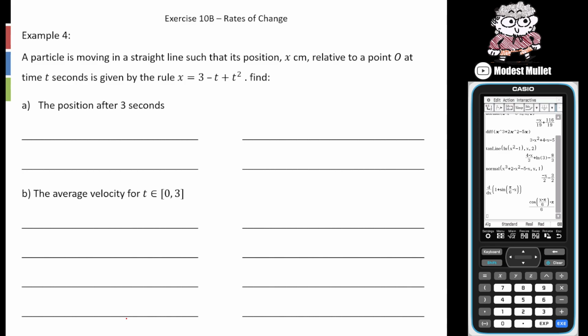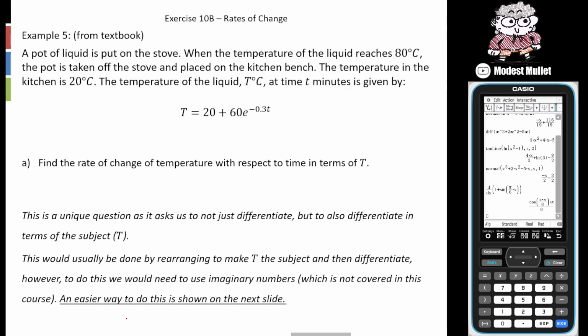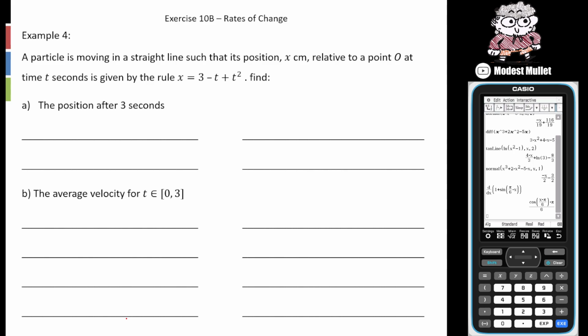So let's jump in with, we'll do this as our last example. A particle is moving in a straight line such that position x relative to the point O at any time t seconds is given by the rule x = 3 - t + t squared. So we're given a position. Find its position after 3 seconds. So x of 3 is equal to 3 minus 3 plus 3 squared, which is equal to 9, and it's in centimeters, so we are 9 centimeters from point O.